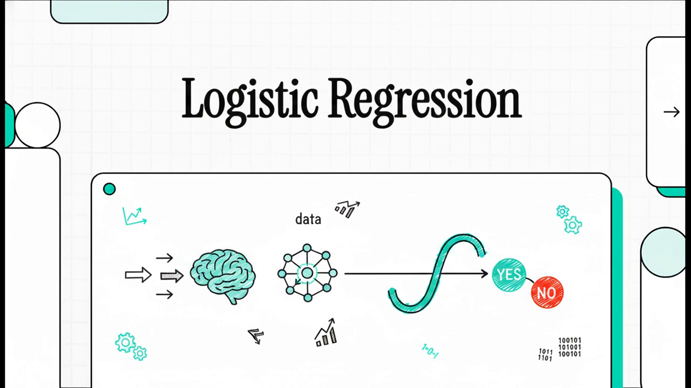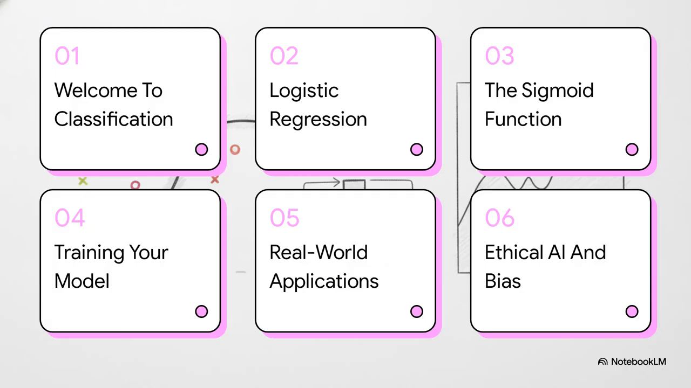By the end of this, you're going to understand exactly how machines take in raw data and output a clear, decisive classification. We've got a really clear roadmap for our analysis today. We're going to start with a quick welcome to classification, properly meet logistic regression, unpack the sigmoid function, and talk about training your model. Then we'll wrap up with real-world applications and, crucially, the ethical AI and bias guardrails you need when deploying these models.